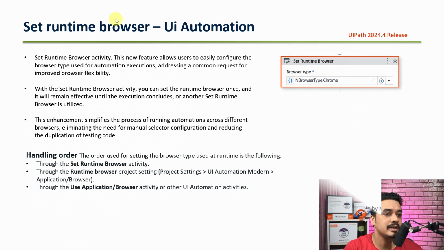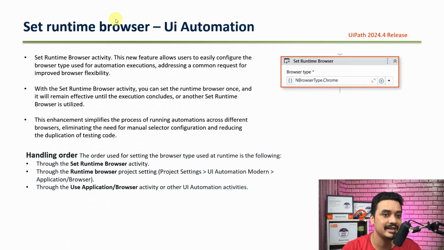The benefit of this is the process of running the automation across different browsers, eliminating the need to change the manual selector, reducing the duplication of the testing code, right? Now to handle this, all of these options are available through the set runtime browser activity. You can directly use this activity which is shown in the screenshot. I'll show that in UiPath Studio as well. Or you can also set it through the runtime browser project setting. Same as I did the project settings for the runtime values, you can set the browser setting directly in the UiPath modern design experience, or anytime you can do it from the use application/browser, right?